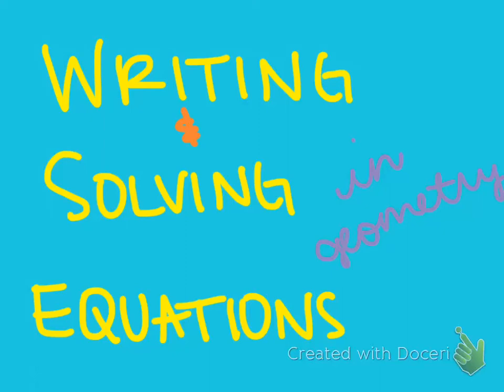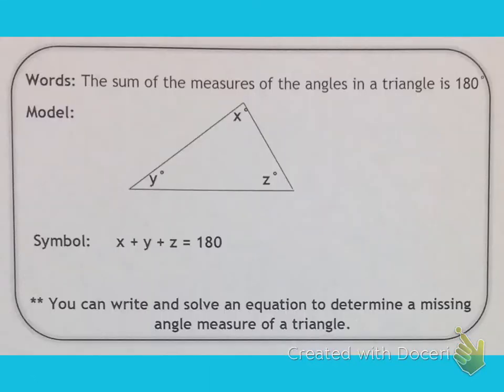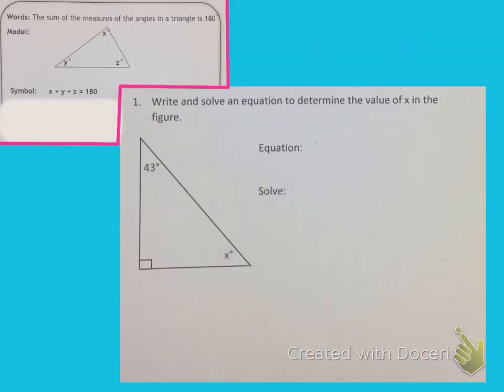Writing and solving equations in geometry. The sum of the measures of the angles in a triangle is 180 degrees. You can write and solve an equation to determine a missing angle measure of a triangle. Write and solve an equation to determine the value of x in the figure.